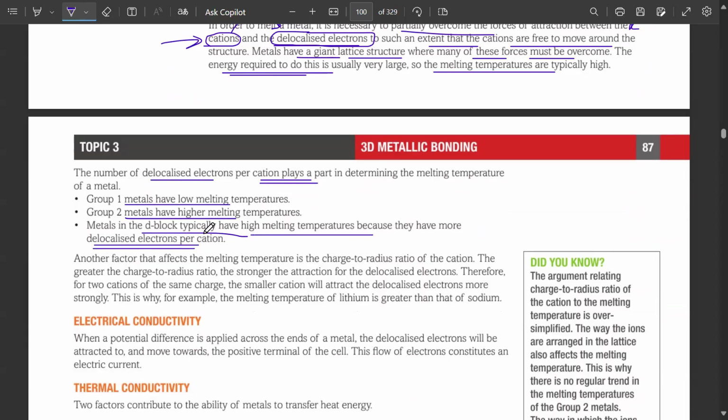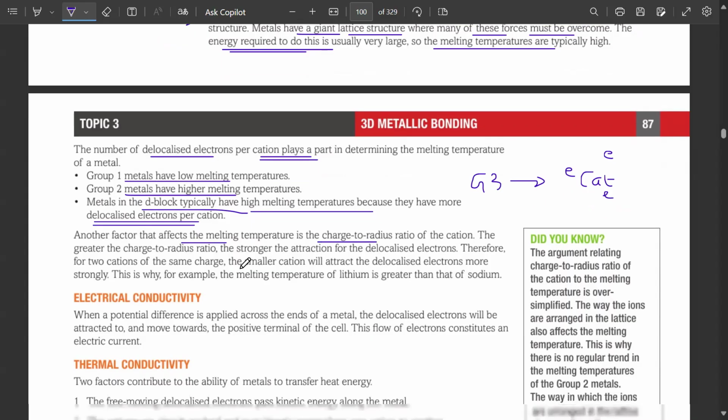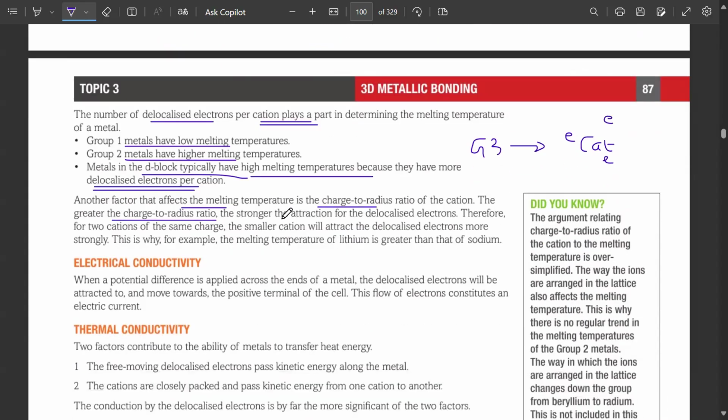Another factor, obviously: if you have group 3 metals, they would have the highest melting temperature. Why? Strongest force between the cation and the electrons, because group 3 metals have three delocalized electrons each. Each cation would have 3 delocalized electrons. Another factor that affects the melting temperature is the charge to radius ratio as well. Greater the charge to radius ratio, stronger the attraction. Smaller size means more attraction.